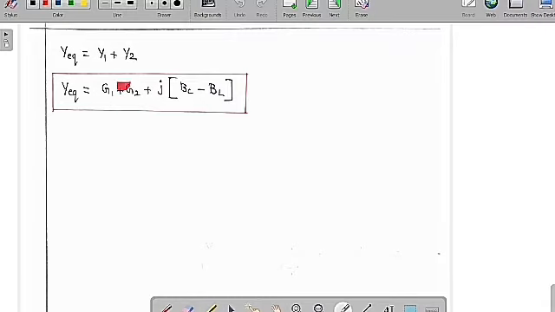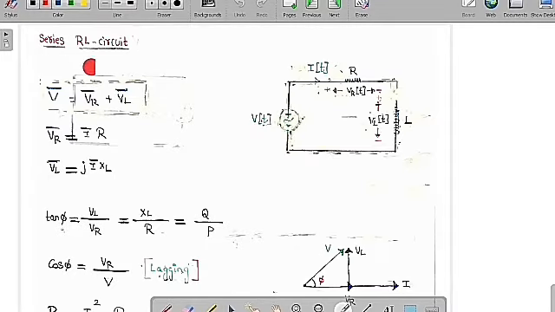Therefore, if you know the value of Y1 and the value of Y2, just do the addition. We finally get Y equivalent is equal to G1 plus G2 plus j of BC minus BL. This is called the equivalent admittance of these two branches, which is G1 plus G2 plus j into BC minus BL. Now we will discuss the series RL circuit.